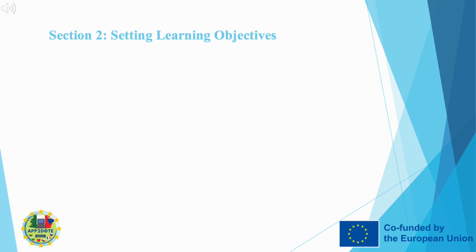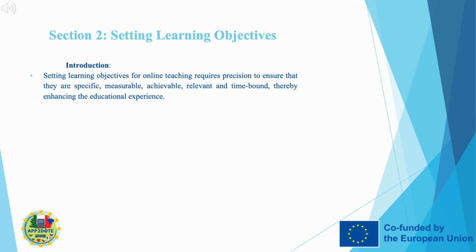Section 2. Setting learning objectives. Introduction. Setting learning objectives for online teaching requires precision to ensure that they are specific, measurable, achievable, relevant, and time-bound, thereby enhancing the educational experience.